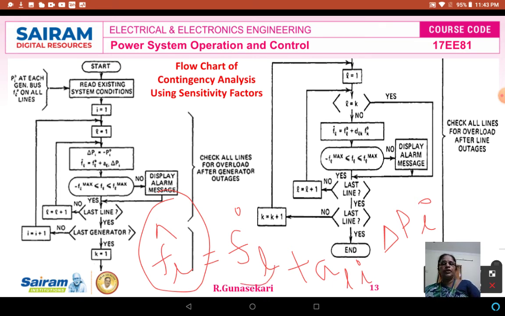But FL naught is the line flow on the line L before outage only. ALI is the generation shift factor. We know the formula ALI equals del FL divided by del PI, where del PI is the change in the generation at bus I.